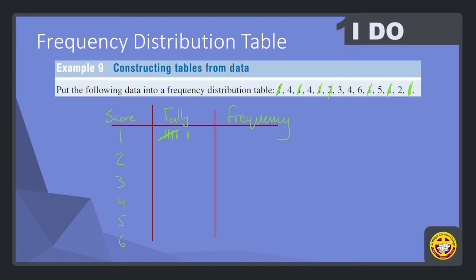Okay, now we're looking for 2s. And now we're looking for 3s. There's 1, 3. There are 3 4s, 1 5, and 1 6. Okay, so now we just add in the numbers. 6, 2, 1, 3, 1, 1. And there we have it, a basic frequency distribution table.